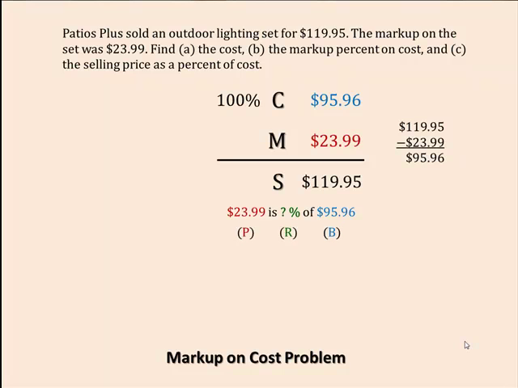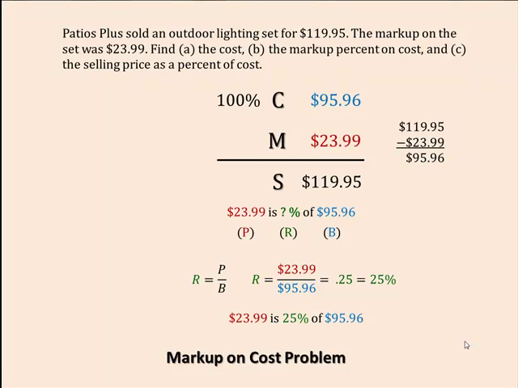We can see from this question that $23.99 is our part. We don't know what the rate is, that's what we're trying to figure out. And $95.96 is our base. And we know that the rate is equal to the part divided by the base, so we get $23.99 divided by $95.96, that equals 0.25. But since we're looking for a rate, we need to convert that to a percentage, and we get 25%.